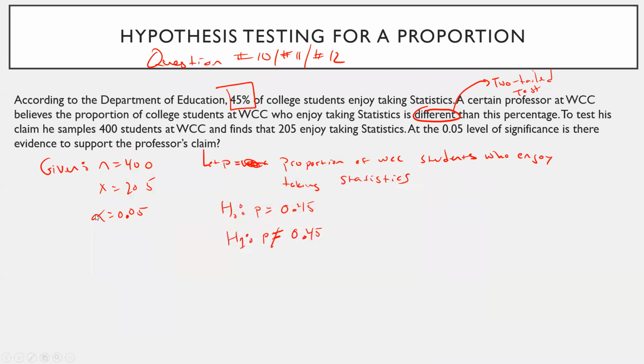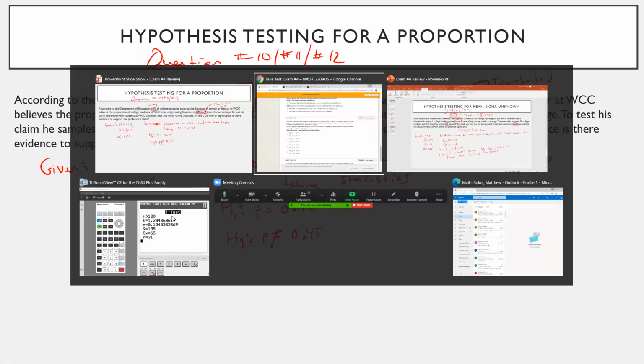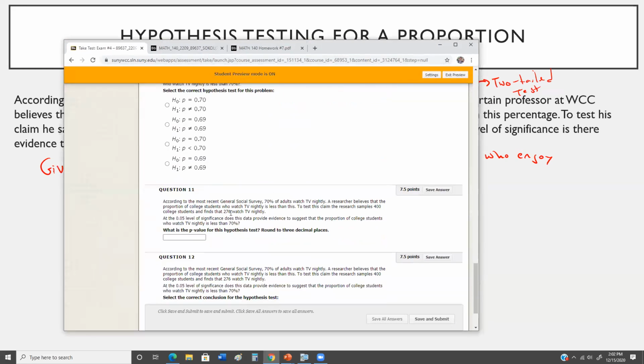All right, step 2 is given. Alpha, I don't ask you for the test statistic. All I ask you for next, on question 11, is what is the p-value?